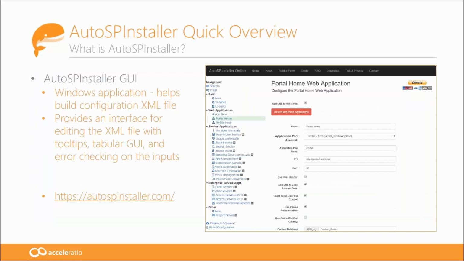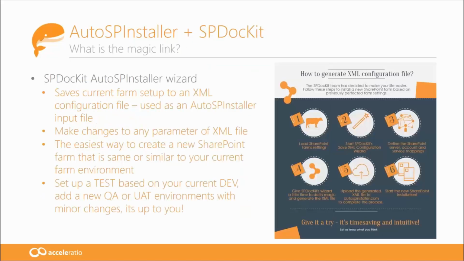The other part of this script is AutoSPInstaller.com, and that's a graphical user interface for AutoSPInstaller. It helps you configure the script and all the settings that are inside the XML file. So you just go to this web interface, you configure all the scripts, you configure all the web applications, and then you can easily generate an XML file that's going to be used in the AutoSPInstaller. AutoSPInstaller helps you provision farms.